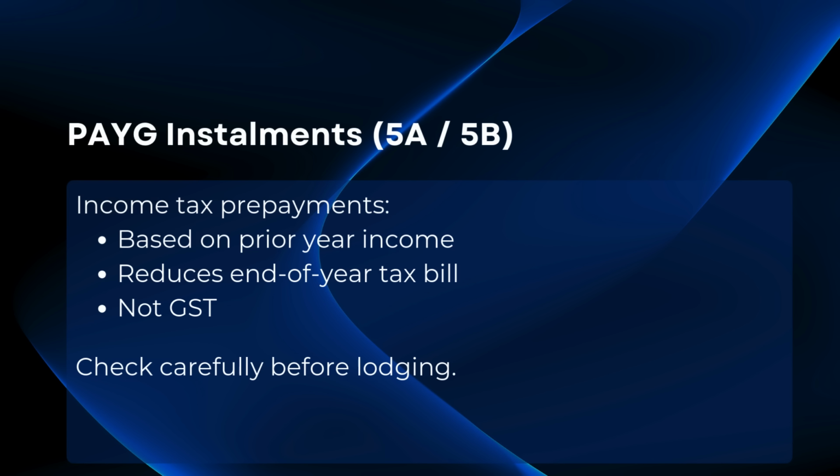At the bottom of your BAS is the summary. This shows the final amount payable or refundable. It combines net GST payable or refundable, PAYG withholding, and PAYG instalments. Before lodging, pause and review this total. Ask yourself, does this make sense compared to my business activity this quarter? If something feels off, investigate before submitting your BAS.